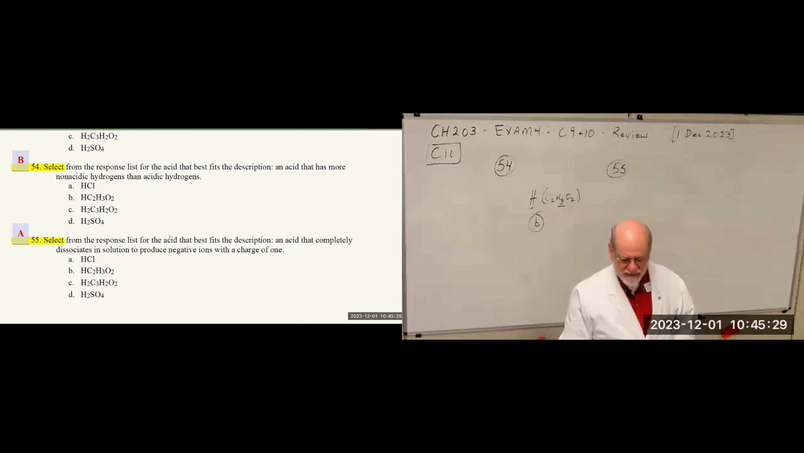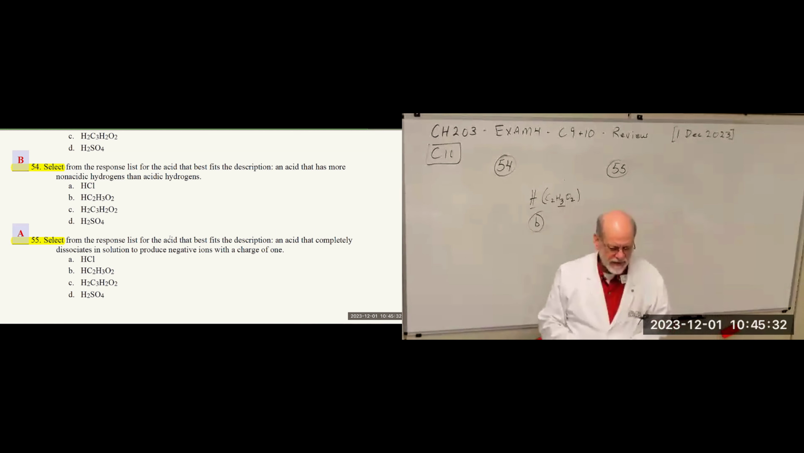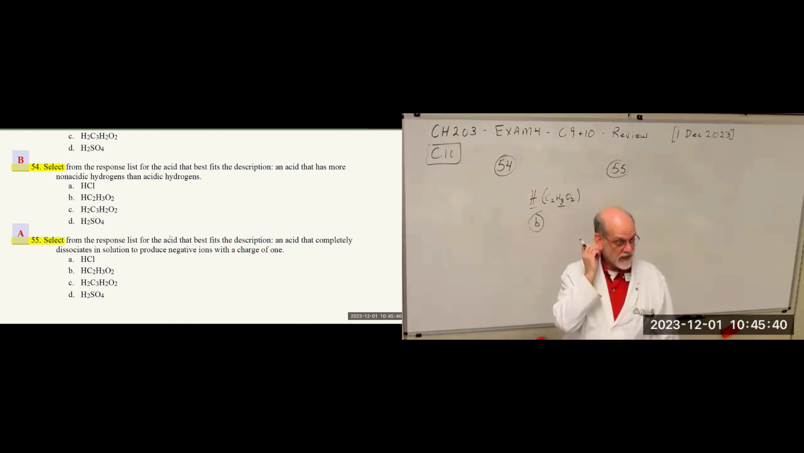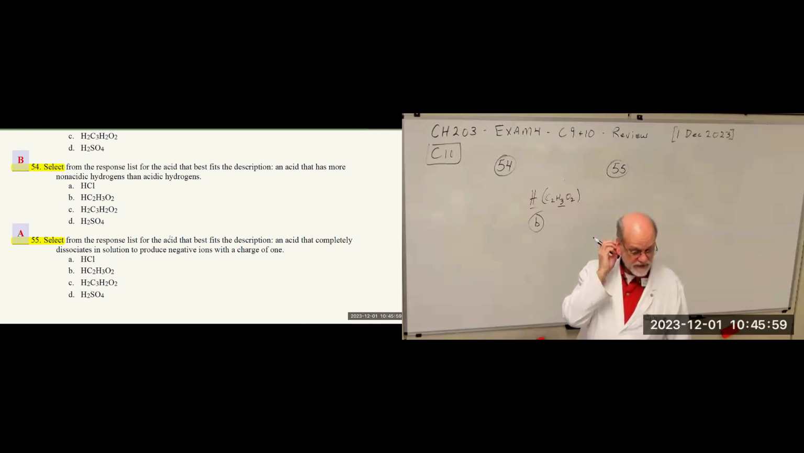Select from this list an acid that completely dissociates in solution to produce negative ions with a charge of 1. Completely dissociates means it has to be a strong acid. A is a strong acid, completely dissociates, and the conjugate base it produces has a -1 charge. So A fits. The next one, acetic acid, is a weak acid. C is propionic acid, I think. It's a weak acid. H2SO4 is a strong acid.